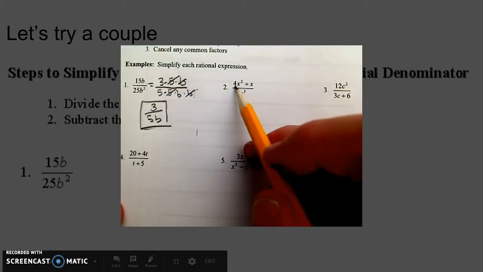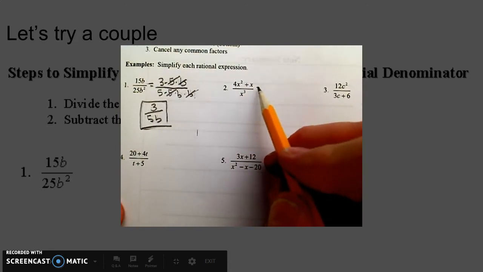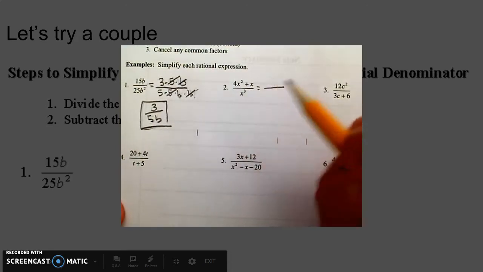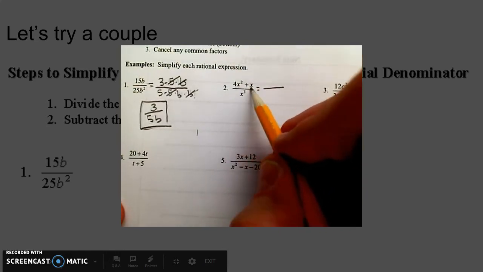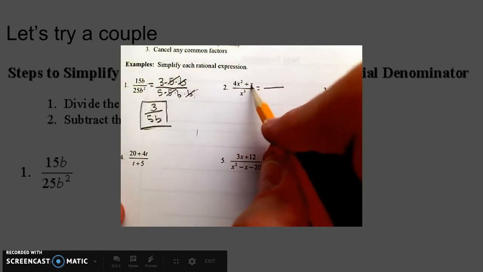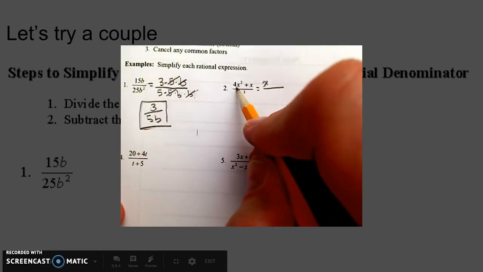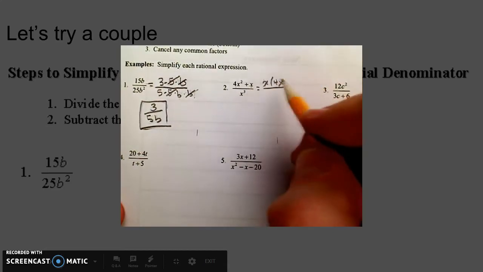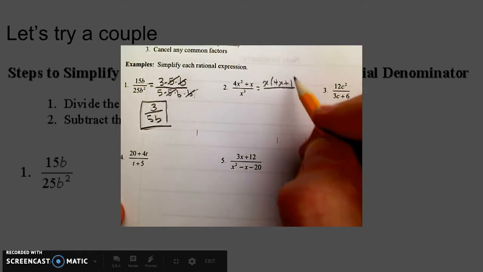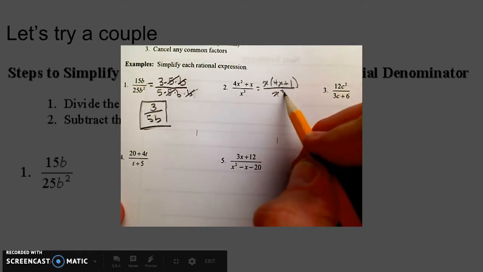Let's look at a second. Now I've got a polynomial, 4x squared plus x. And so I want to think about this as the distributive property in reverse. I've got a common factor of x in this expression. So if I divide 4x squared by x, I'm left with 4x. x divided by x is 1. So x times (4x plus 1) over x to the third.